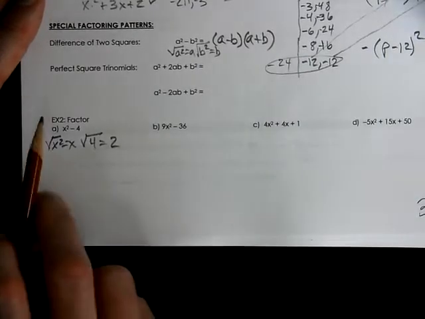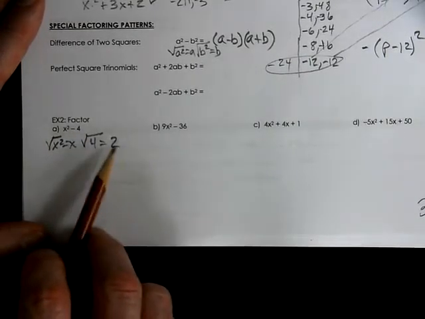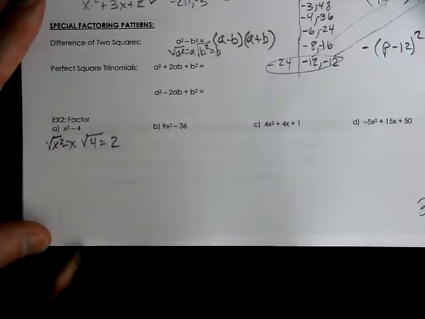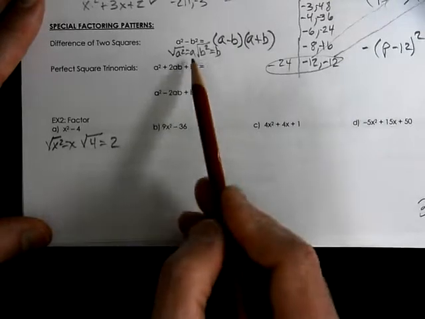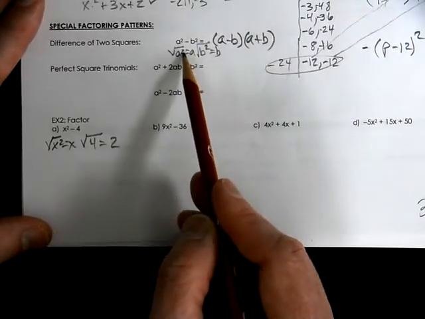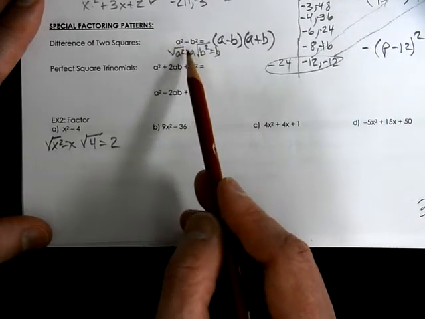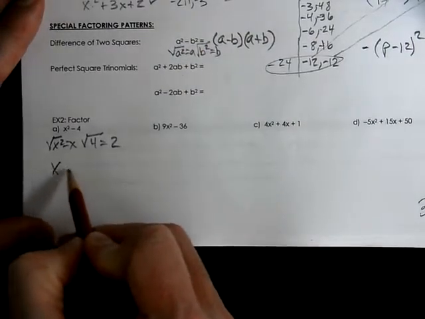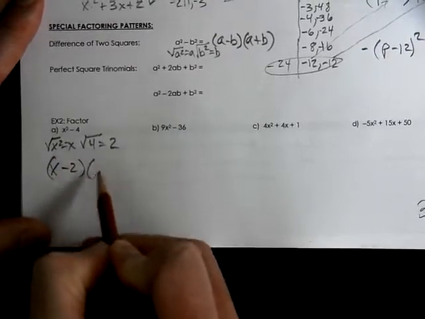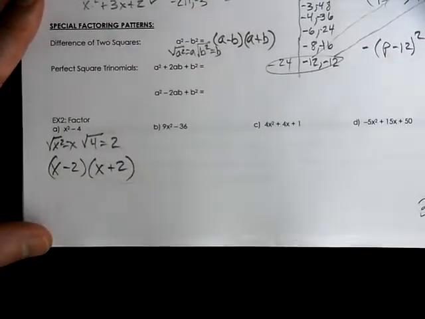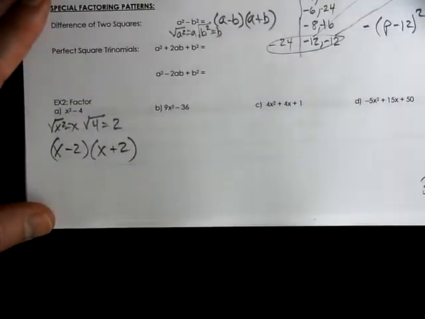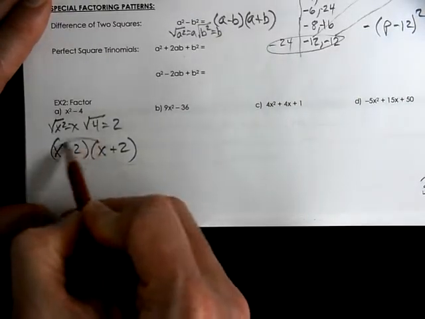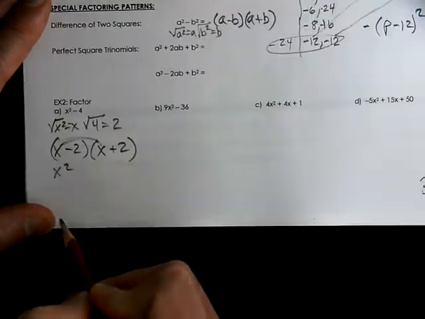Don't consider your second term negative 4. Consider it just 4. You're taking the square root of something squared, so you get x. If you can do that, like we did up here, if you can take the square root of the first term and take the square root of the second term, then you're going to have x minus 2, x plus 2. Let's test this to see if it worked. X times x is x squared.